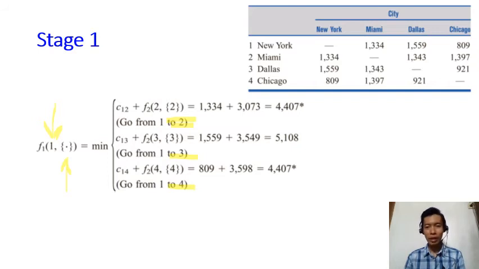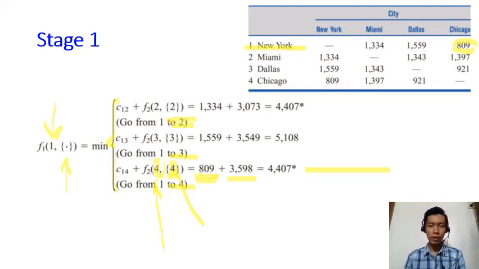Let's say if I decide to go to Chicago, it means that I experience the distance of 809 from New York to Chicago, 809 plus f2(4, history {4}). Okay, because I go from 1 to 4, at the next stage I will wake up at city 4, and then I update my history saying that I have visited city 4. So I go from 1 to 4, which means I experience the distance from 1 to 4 plus this is f2(4, {4}).